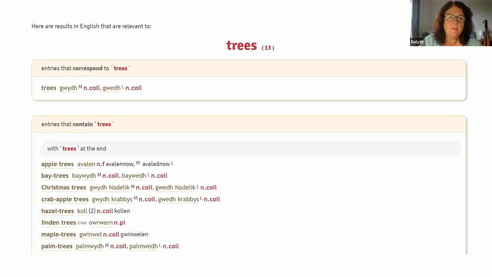I should have said that as well. You click on the other language and the dictionary reverses directions. Lots of nice little features there for you. And as well, all the different types of trees running down the bottom of the page there.